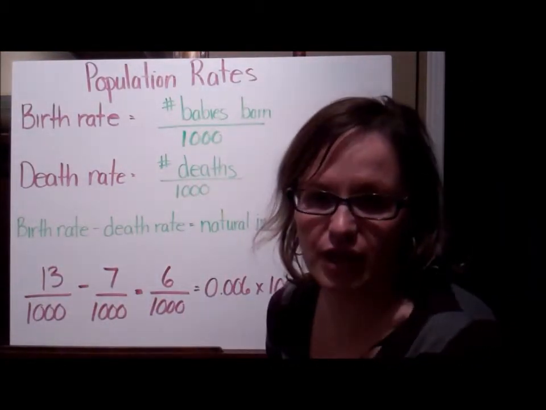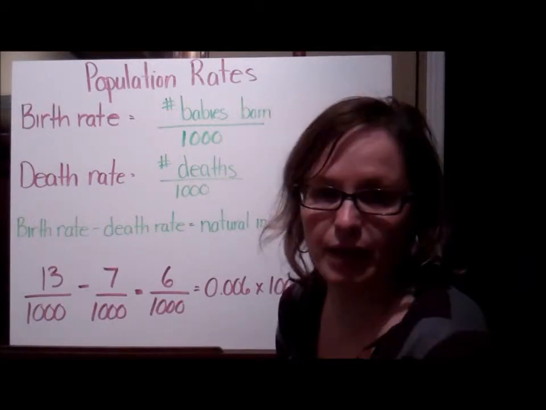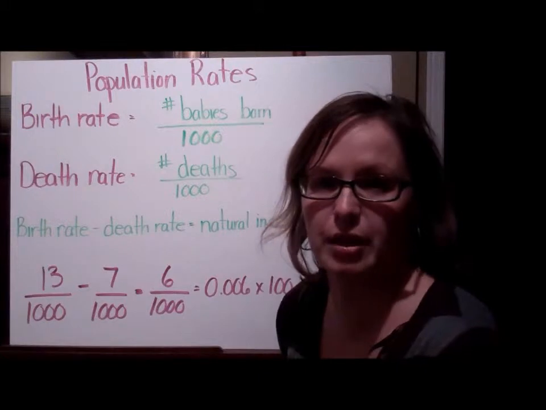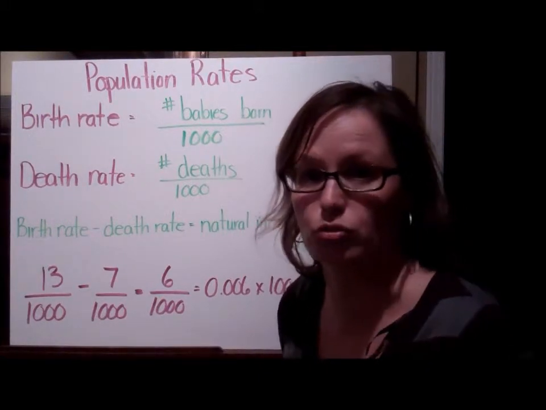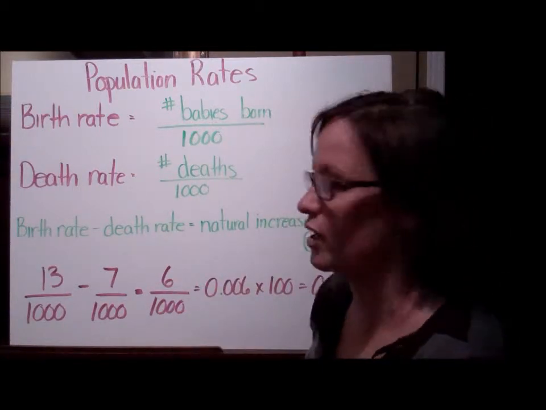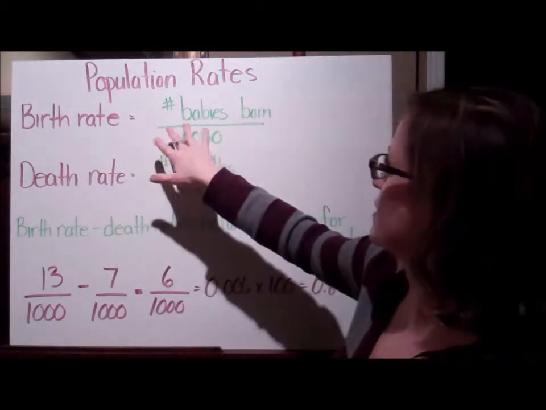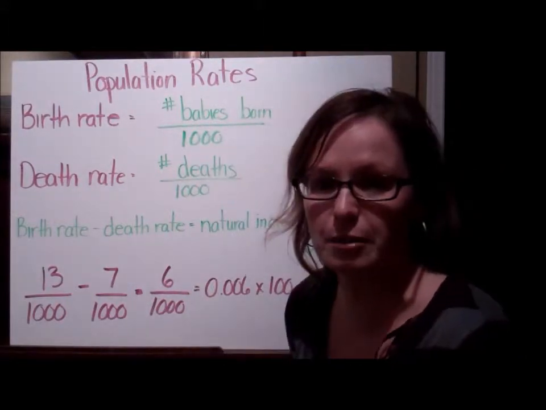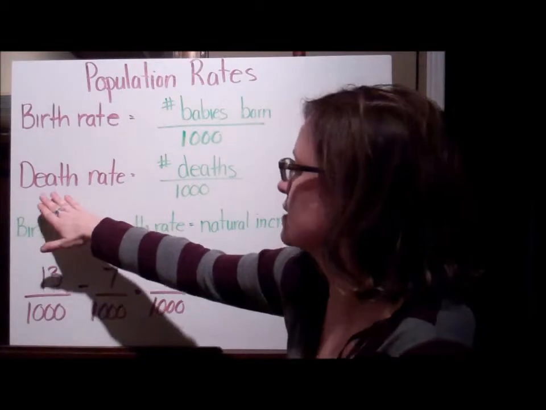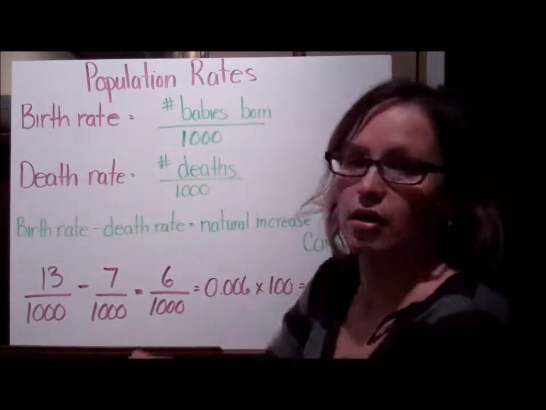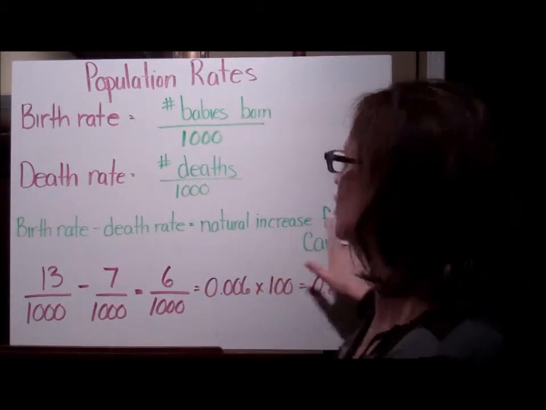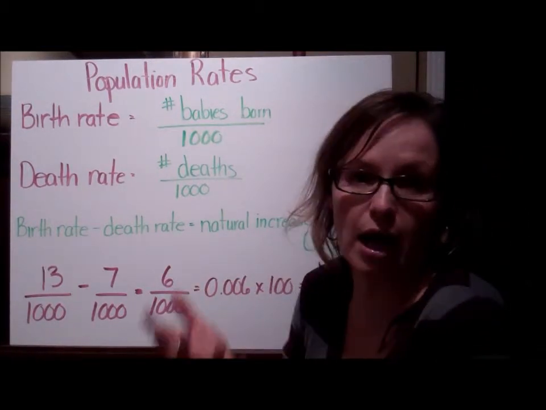So one of the most important pieces of data that a government wants to know about its community is its population rate. Is its population increasing, growing, or is its population decreasing? And there's a formula that they use for this. They take the birth rate, which is the number of babies born per 1,000 people already living in the area, and they minus the death rate, so the number of deaths per 1,000 people. So they take the birth rate minus the death rate, and that equals the natural increase for Canada. It tells you if it's going up or it's going down.